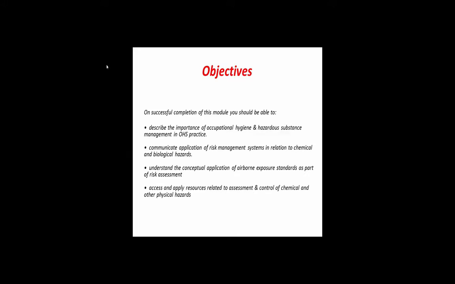The objectives of the module are listed here. At the end of the module you should be able to describe the relevance of occupational hygiene and hazardous substance management to your OHS practice. You should be able to communicate the application of risk management systems in relation to chemical and biological hazards, and understand the conceptual application of airborne exposure standards as part of risk assessments. Know where to find resources and apply them, and also when to call on and how to use expertise in this area.